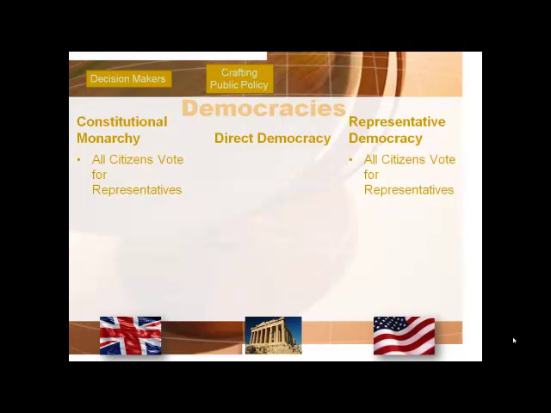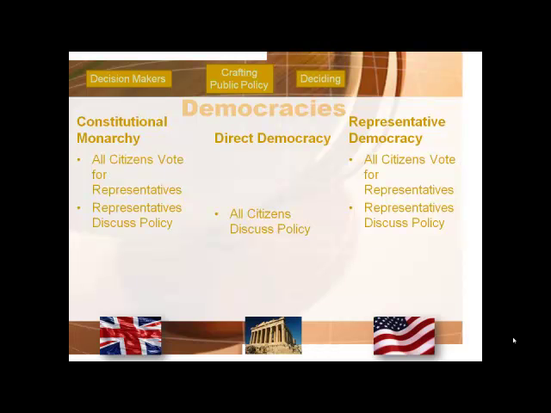In a direct democracy, we're going to have it slightly different. Crafting public policy, meaning when we make the actual laws, when we make the decisions that everyone has to live by, who does that? Well, in a constitutional monarchy and a representative democracy, it's the same thing. Again, those people we elect will make decisions. So we don't actually make the laws as citizens. We elect people to make laws for us. In a direct democracy, all citizens discuss policy. And you notice that this came under crafting policy and not decision makers, because in a direct democracy, the citizens are the decision makers because they all vote, which is the deciding portion.